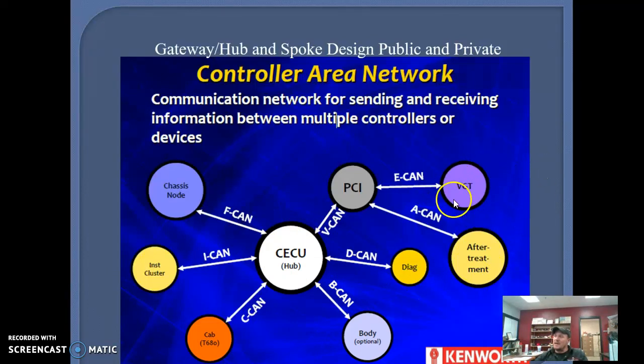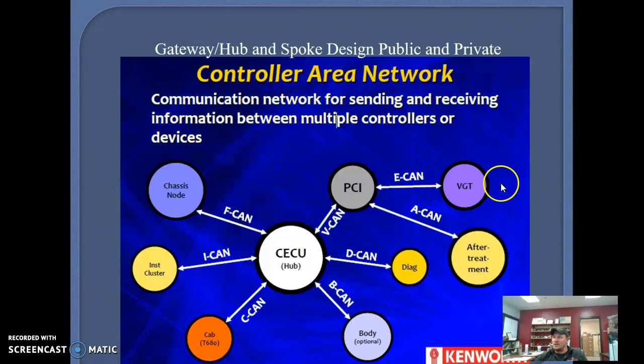And then you had some subcategories for, for example, your variable geometry turbo, right? Does the turbo need to tell the instrument cluster what's going on? Not necessarily. Does it need to tell the cab? No. Body? No. Chassis? No. Nobody cares what the VGT turbo is doing except for the engine ECM, right? So the engine ECM is going to receive messages from the turbo. It's going to make a smart decision on what's going on.